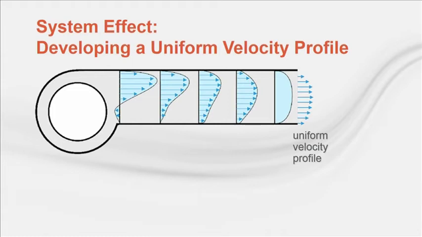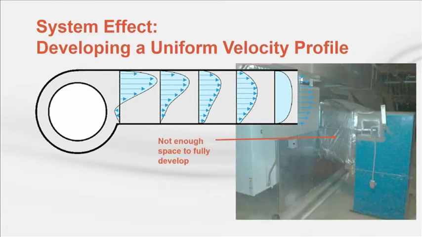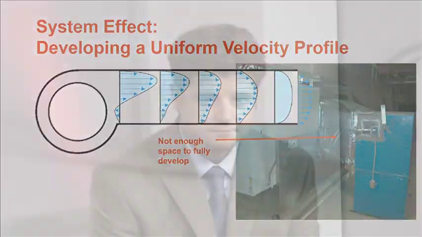System effects related to the fan inlet or outlet generally occur when the air is not allowed to establish a uniform velocity profile. The discharge off a house fan is a classic example. A house fan will develop a uniform velocity if connected to a duct that is sized the same as the fan discharge and is sufficiently long. If there's not enough space to fully develop, a system effect will be realized.